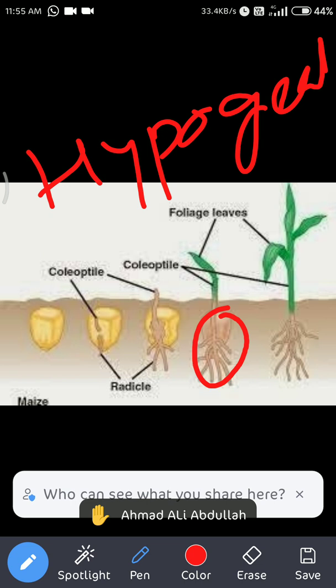Hypo means below. So the cotyledon is left below the soil only. That's why it's hypogeal. And api means above. So apigeal means the cotyledon comes above the soil. That's why it is called apigeal germination. Got it? So how many types of germination are there? Apigeal and hypogeal. Note down in your notebook.